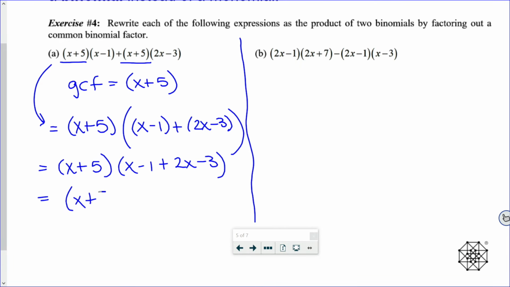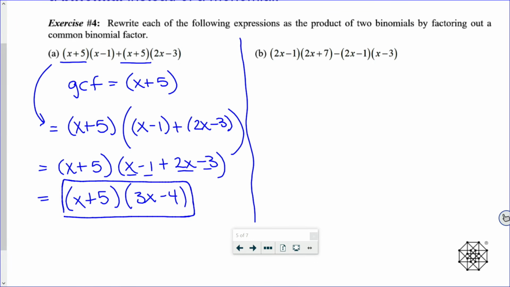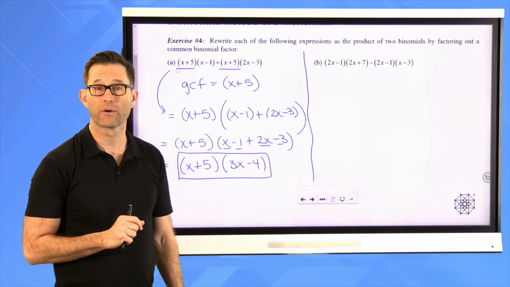And now I can combine like terms inside of this parentheses. x plus 2x is 3x. Negative 1, negative 3 is negative 4. And there we have it: x plus 5 times 3x minus 4.